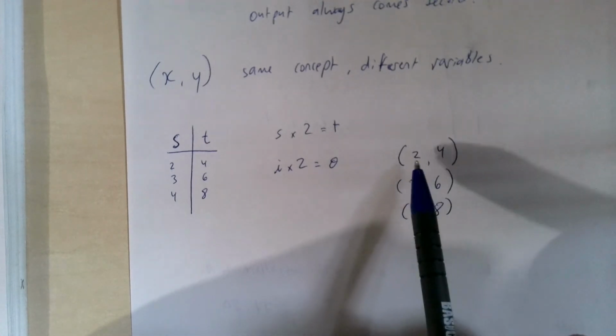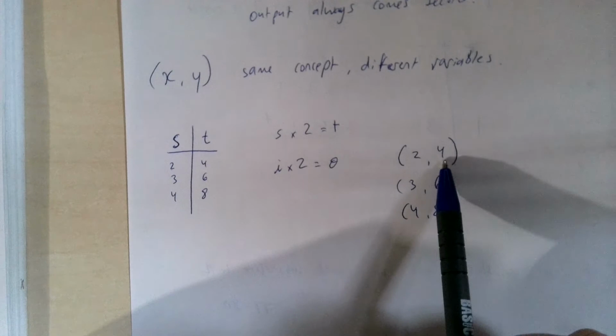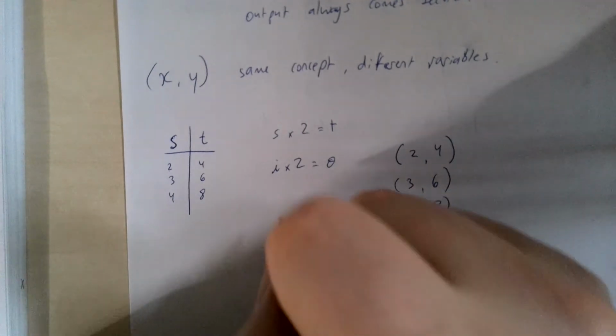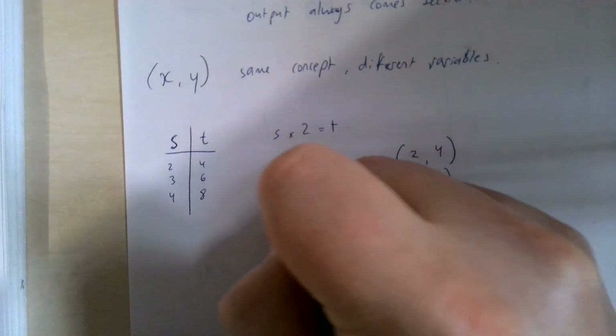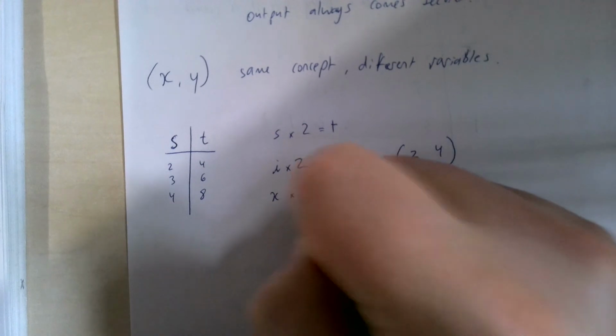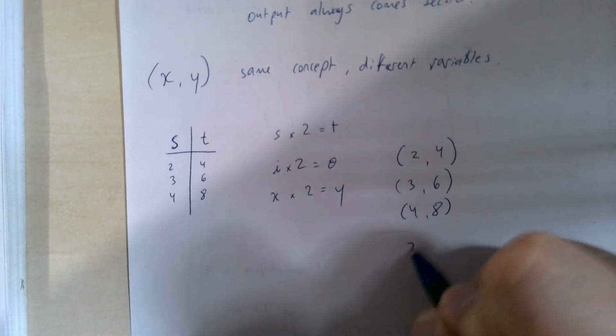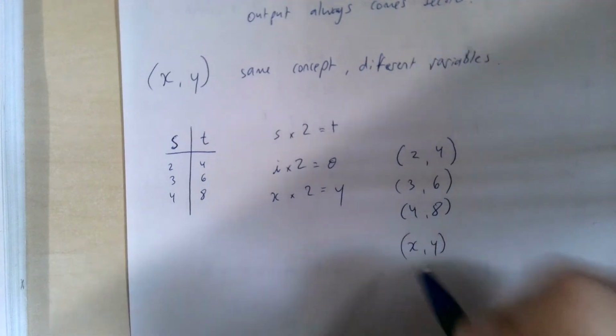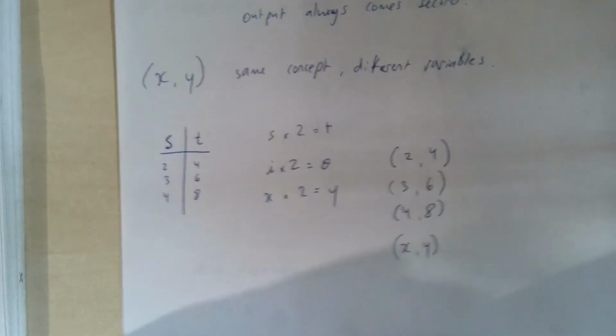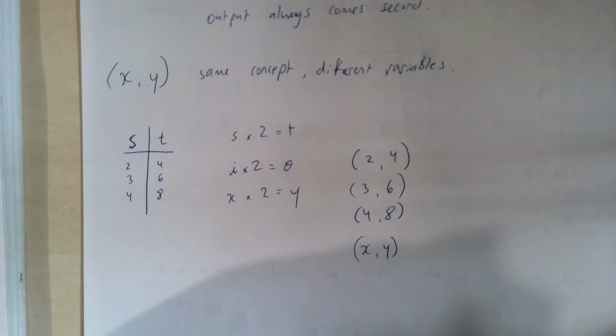Right? These are ordered pairs. This is the input, this is the output. This can all be written the same way as X times 2 equals Y. And then we have something like X comma Y. These are called ordered pairs. Okay, that's what this page is all about.